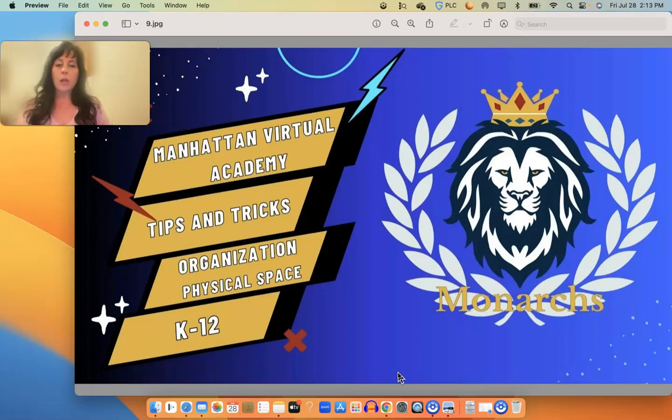Another important thing is to organize materials. Just as your student would have materials with them at school that stay at school, they should have materials that are with their workspace that stay in their Manhattan Virtual Academy workspace. Some ways to do that are with organizers and boxes. So put your crayons in a box.